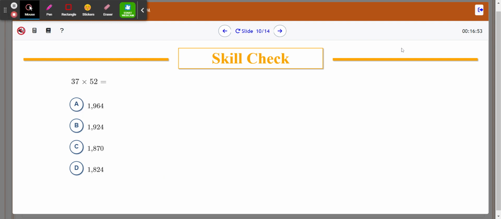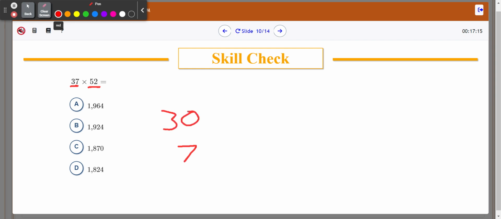And we'll do one last problem using the area model and partial product method. So here I have 37 times 52. So I'm going to break apart both these numbers into their place values. So let's start with 37. I've got 7 in the ones column, and I've got 3 in the 10 column. That gives me 30. So I've got 30 and I've got 7.